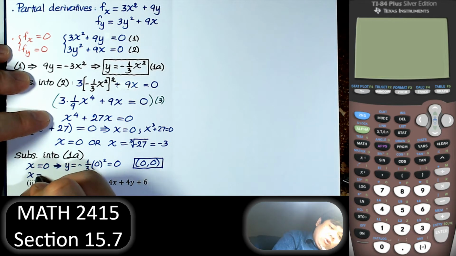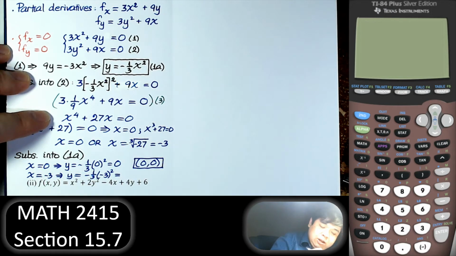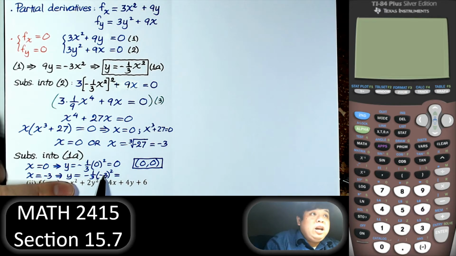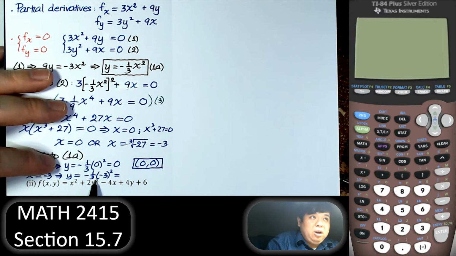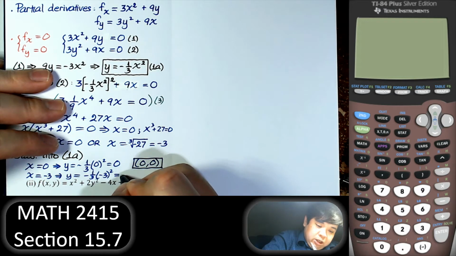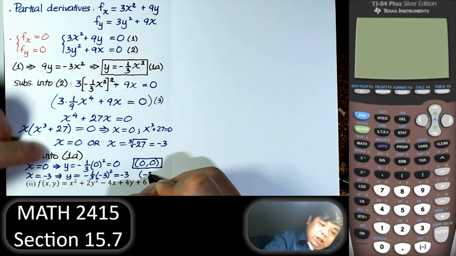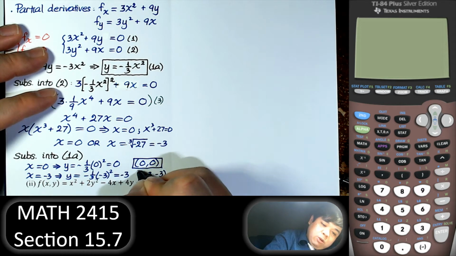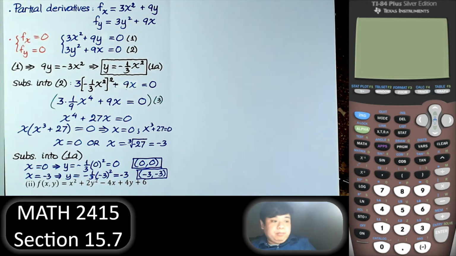Now when x equal to negative 3, y equal to negative 1/3 times negative 3 squared. Negative 3 squared is 9, multiplied by negative 1/3. So this is negative 3. So we have x equal to negative 3 and y equal to negative 3. So we have those 2 points. That is where we use substitution.